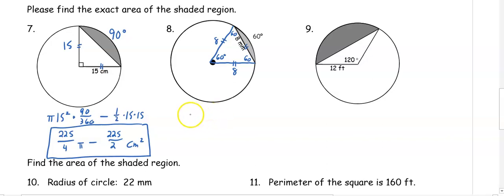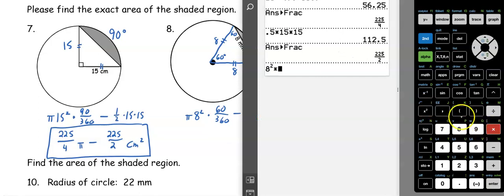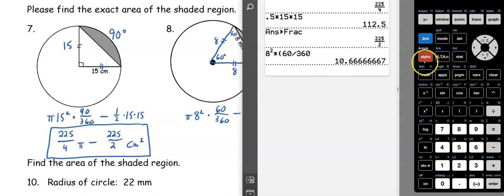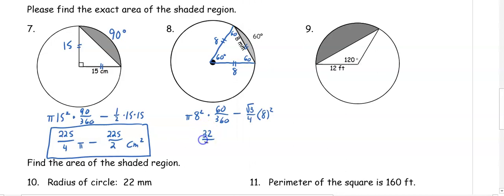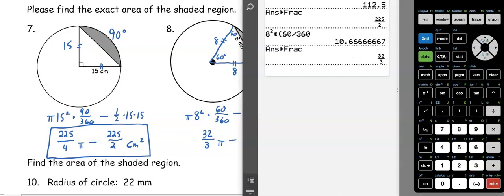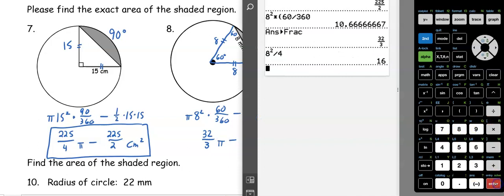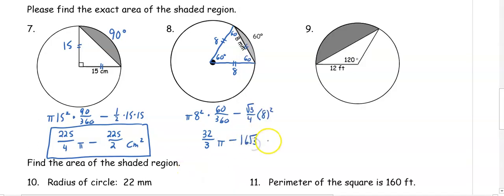So the area of our sector would be pi 8 squared times 60 over 360 minus root 3 over 4 times 8 squared. So as we are simplifying in our calculator, 8 squared times 60 divided by 360, math, enter, enter, and that gets us 32 over 3 pi minus, I'm going to put 8 squared divided by 4, which gets us 16 root 3 millimeters squared.